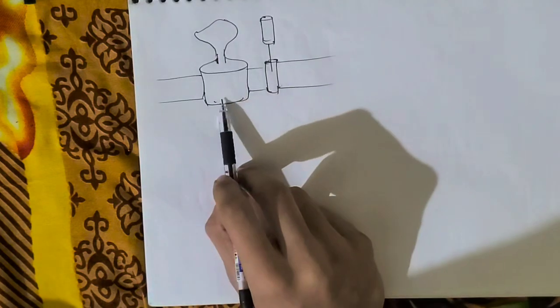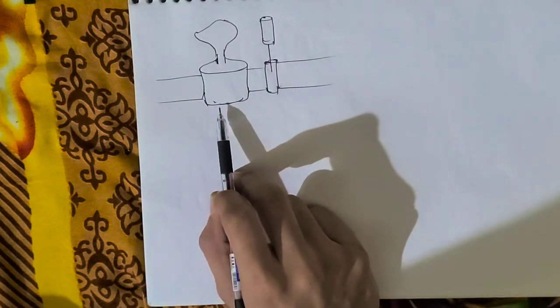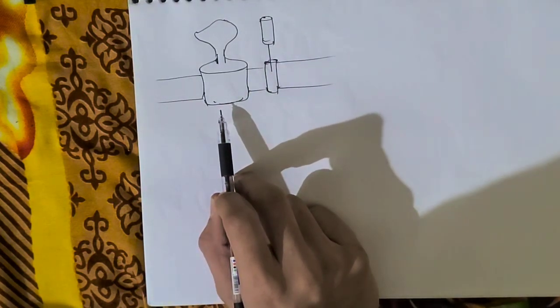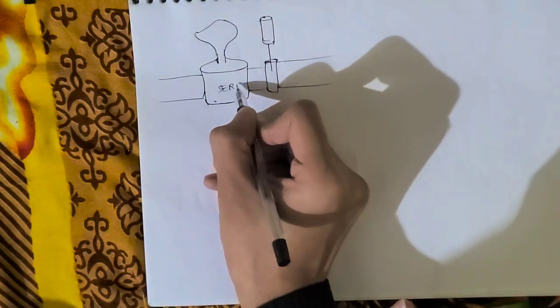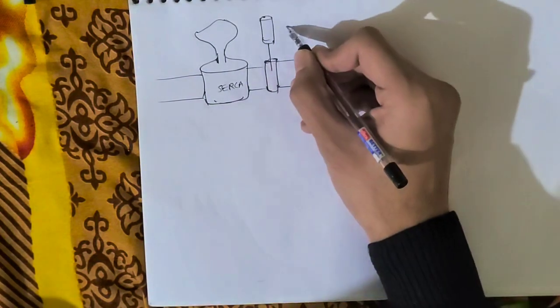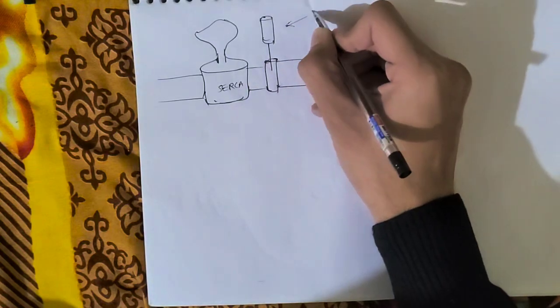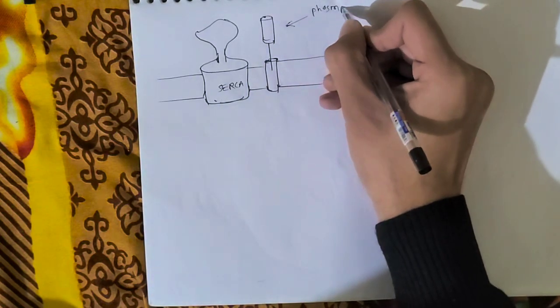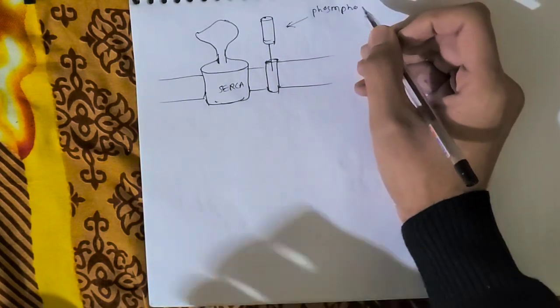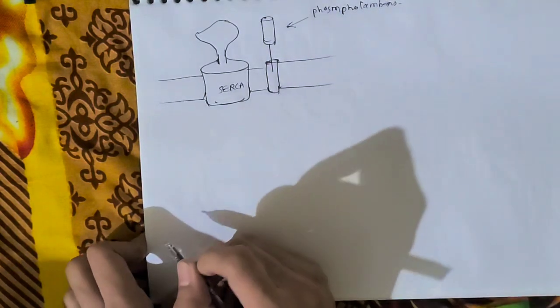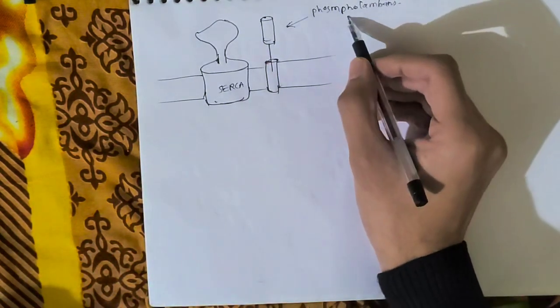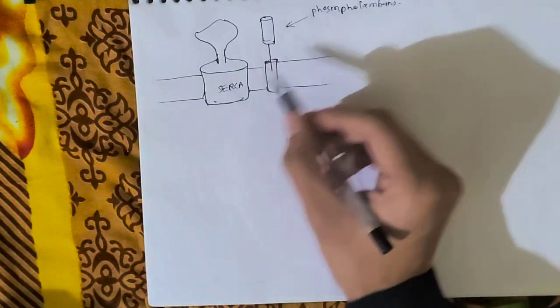I have drawn this SERCA structure as it is seen in crystallography. Okay, so no need to be confused about it. This is SERCA, and this is another protein that we are going to discuss, which is phospholamban. This phospholamban is an inhibitory protein for SERCA.